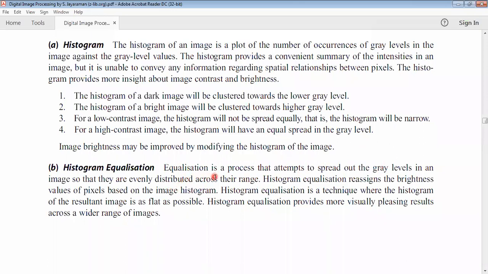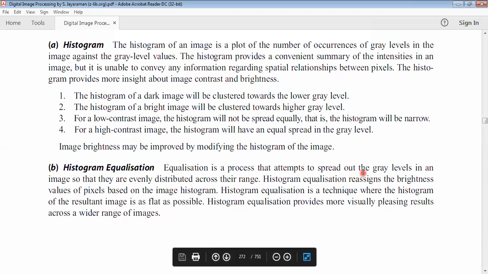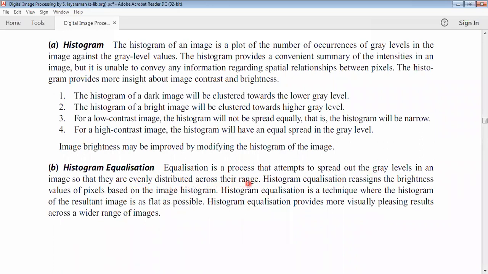You see that the equalization is a process that attempts to spread out gray levels in an image so that they are evenly distributed across their range. Evenly distributed means equally distributed. If you see a low contrast image, the values are concentrated in a particular range. Instead of concentrating in a particular range, they are going to be distributed throughout the gray levels. That is the concept of equalization.